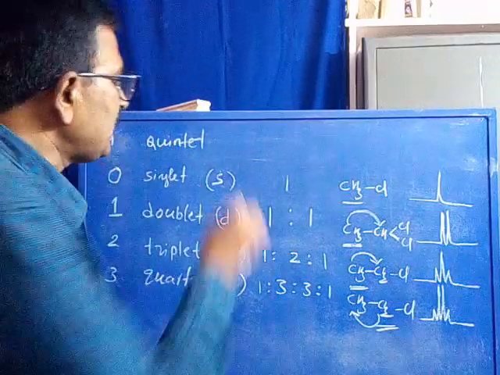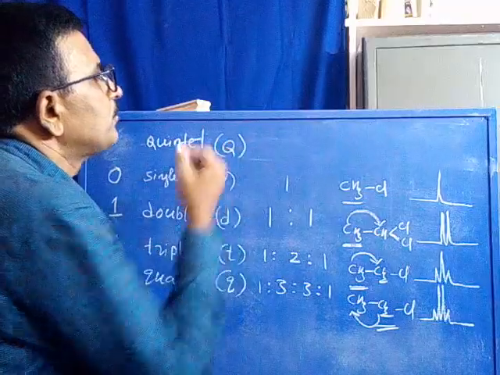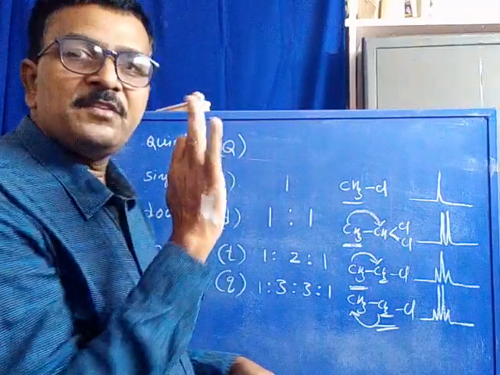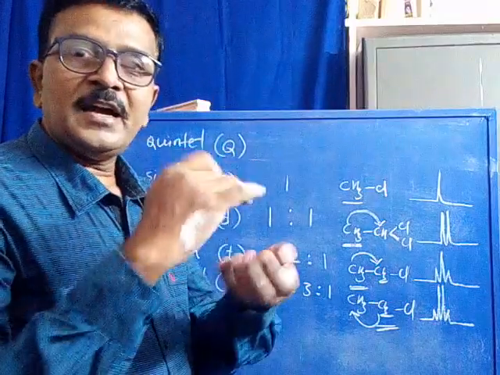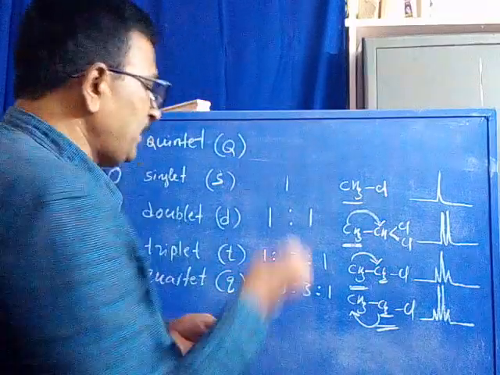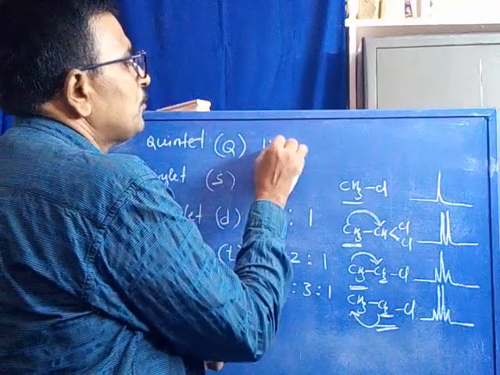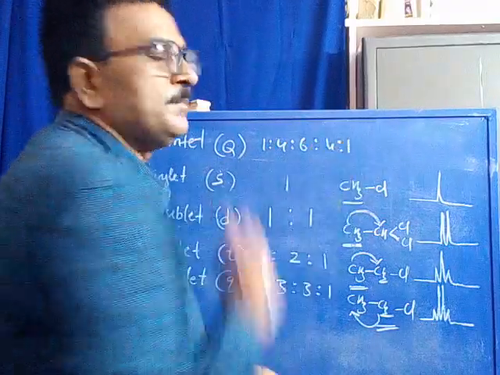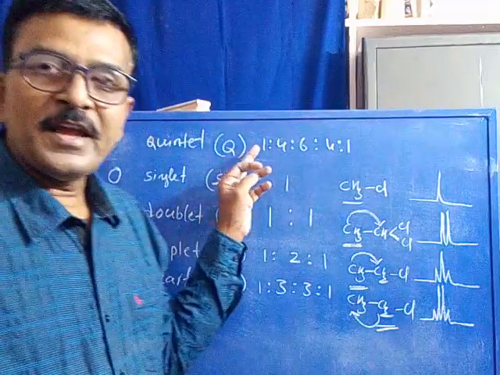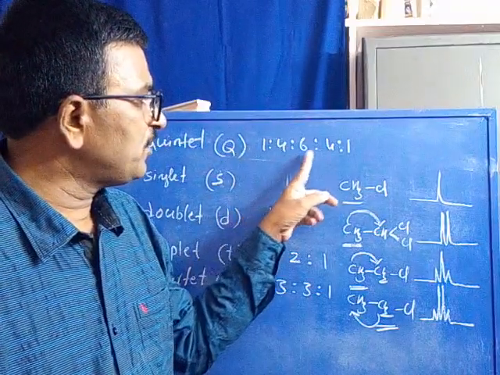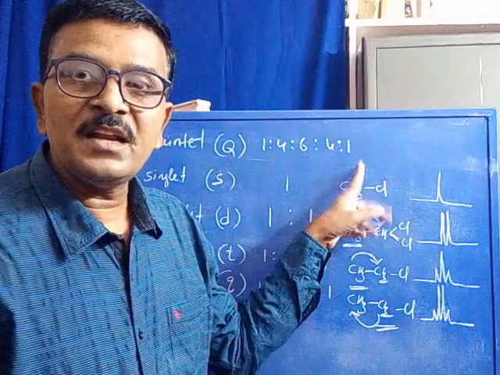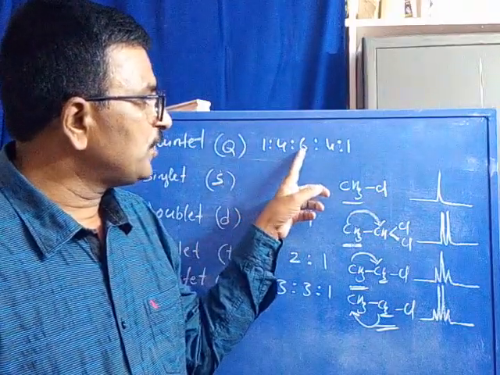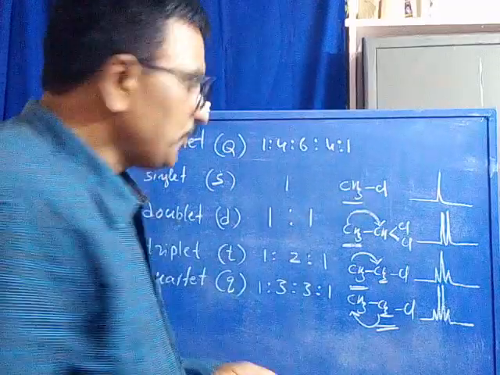Quintet. It is represented with capital Q. The intensities: there are 5 lines in the quintet. The height of each line of a quintet becomes 1:4:6:4:1. There are 5 lines, 1:4:6:4:1. The intensity ratio of every line in a quintet signal is 1:4:6:4:1.